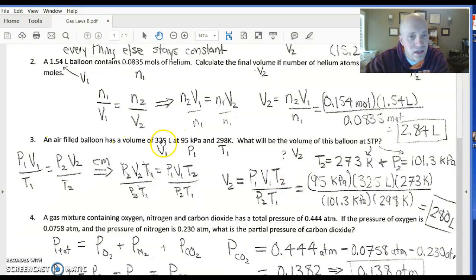Okay, calculate the air with this volume, this pressure, and this temperature. What will be the volume of the balloon at STP?